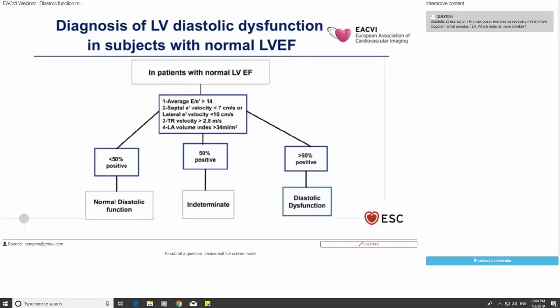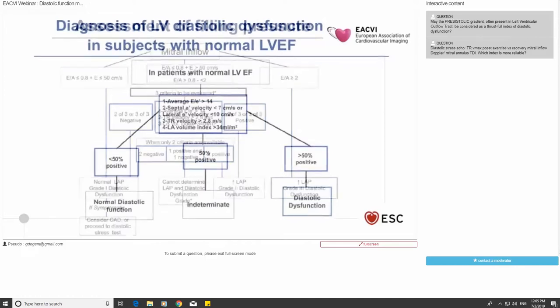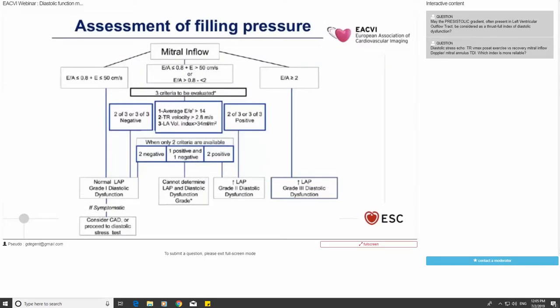We have a cutoff value for each of them, and then we judge whether these are normal or abnormal values. And then we employ a sort of reasoning: if the patient has less than half of these parameters positive, then the diastolic function is assessed to be normal. If one has more than half positive, the patient has diastolic dysfunction, and if it's 50-50, then diastolic function is indeterminate. So this algorithm works in patients with normal EF. Then there is the second algorithm.